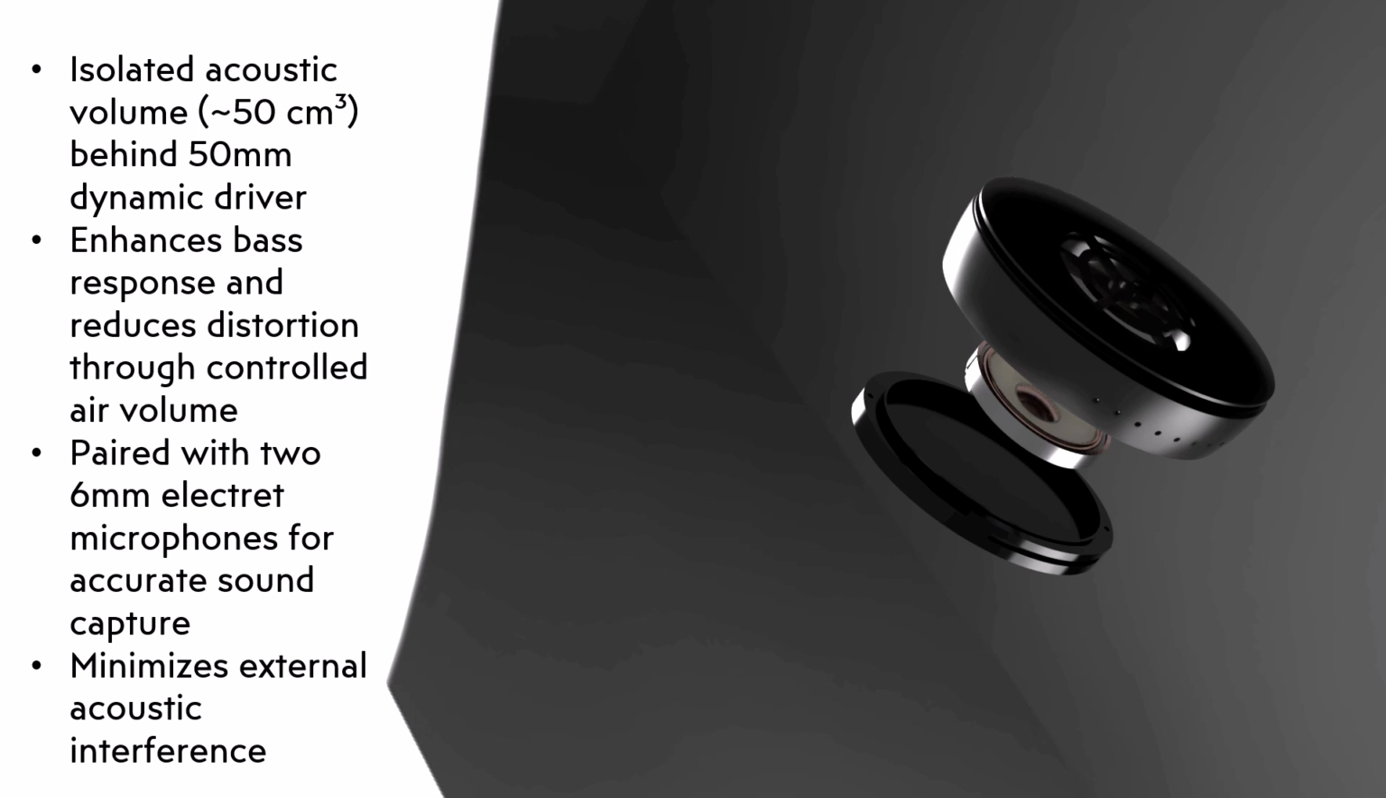Here we have the acoustic chamber. The acoustic chamber, based on analysis from the Sony XB design, provides an isolated volume of air between the headphone driver and the user's ear, crucial for tuning the headphone acoustic response and distortion characteristics. The design of this chamber allows for approximately 50 centimeters cubed of controlled airspace, allowing the headphone driver to breathe effectively, resulting in improved bass response. Aphonic incorporates high-performance 50mm 32-ohm dynamic drivers paired with two 6mm electret microphones. The chamber design ensures proper driver performance by maximizing air availability while minimizing external acoustic interference.